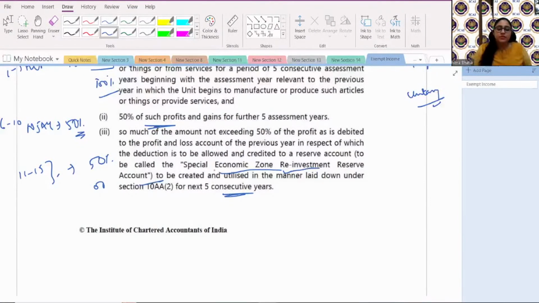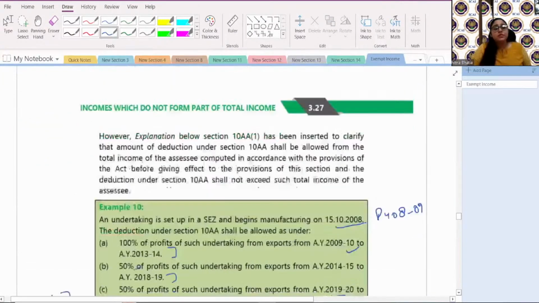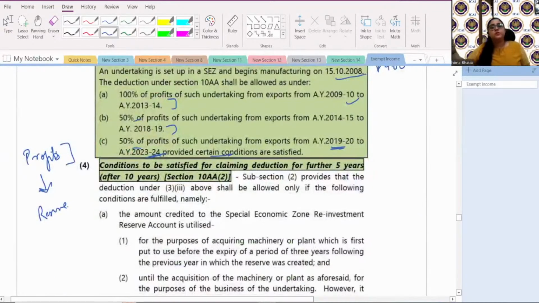Now, as the name suggests, it is an SEZ reserve account, which is for reinvestment. Reinvestment means continue the investment. Keep investing. The profits you earned, reinvest them in the business. That is called the reinvestment reserve account. As the name suggests, you have to take your profit, transfer it to the reserve and reinvest it into the business. How do you have to reinvest it?